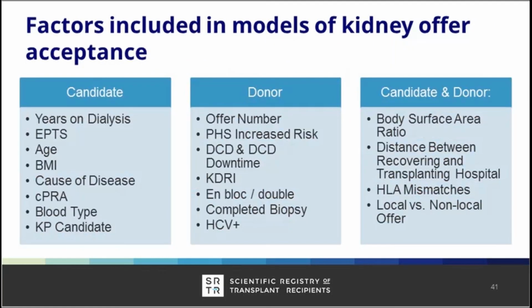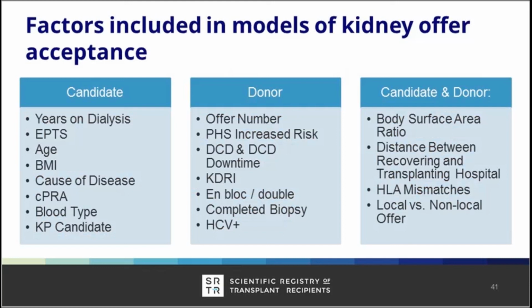A number of factors go into those models. I can't detail them all on this webinar, but I'll point you to where you can find the information. Here I'm just showing you what is currently included in the kidney offer acceptance models. So a number of factors, candidate factors, donor factors, and then some factors of the combination of candidate and donor. For example, the ratio of the body surface area of the donor to the candidate, the distance between the donor and the candidate, how many HLA mismatches there were, was the donor local or non-local to the candidate, et cetera. And you can see everything that's included there.